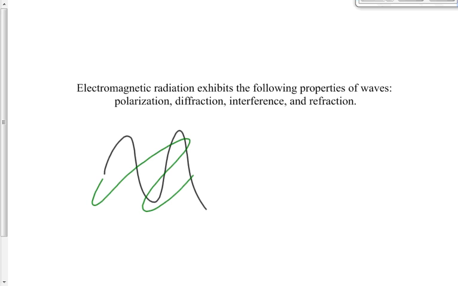pretty hard to, yeah, it's not a very good diagram, I guess. You know what I mean, though, right? You know what I mean from the diagram that we drew before.